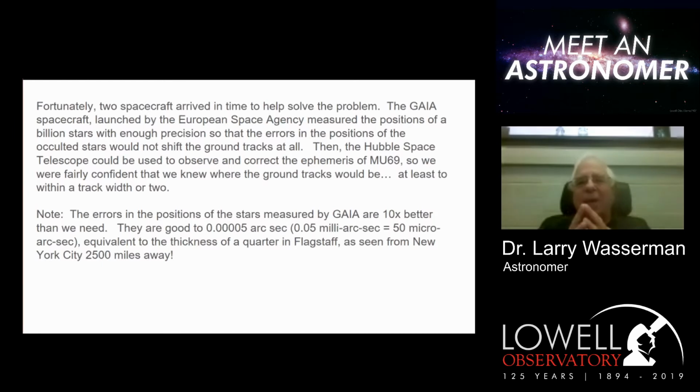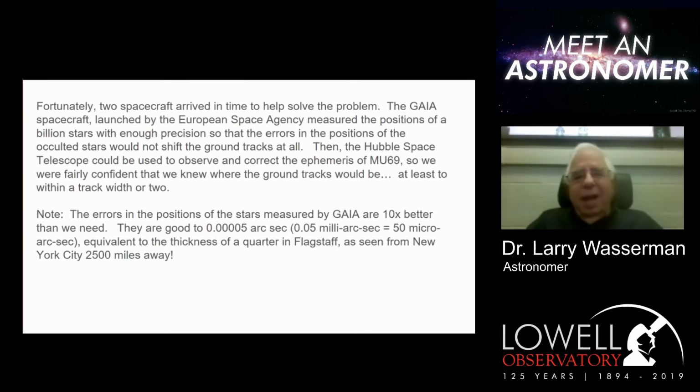Then, on top of that, the Hubble Space Telescope could be used to observe and correct the ephemeris of MU69. In fact, the Hubble images use the Gaia positions to determine where the asteroid is. So the Gaia positions get used twice. So we were fairly confident that we knew where the ground tracks would be, at least to within a track width or two. And a track width or two is only 20 or 30 miles on the ground.